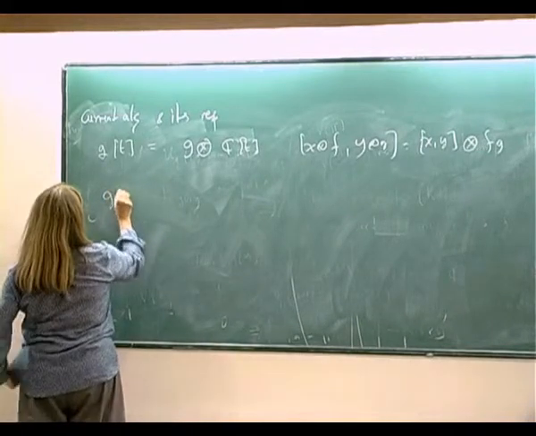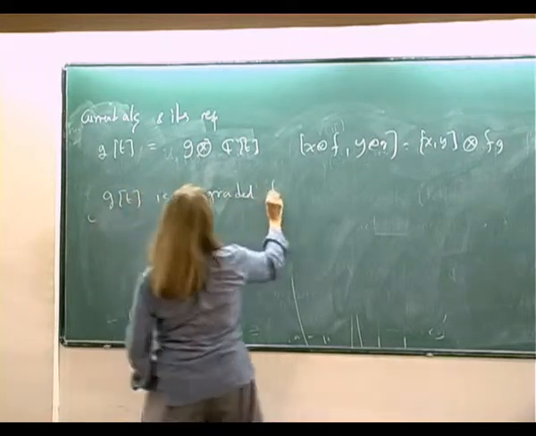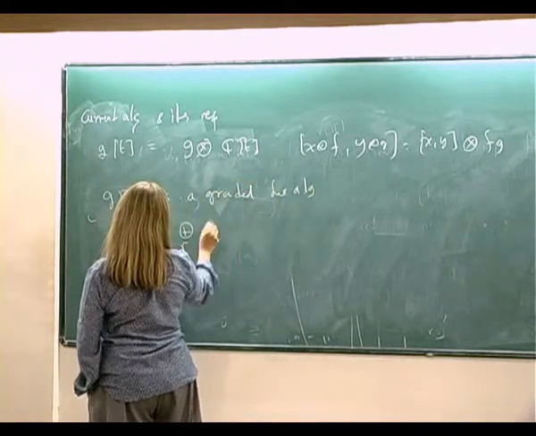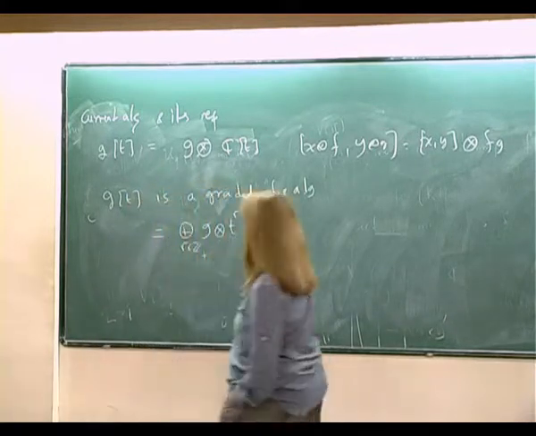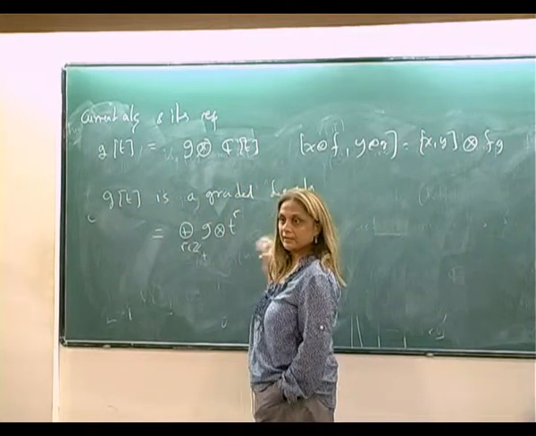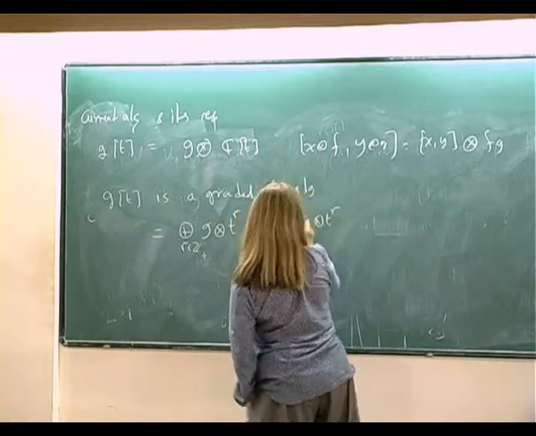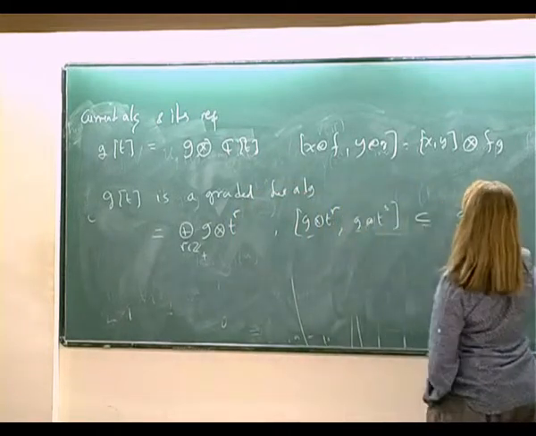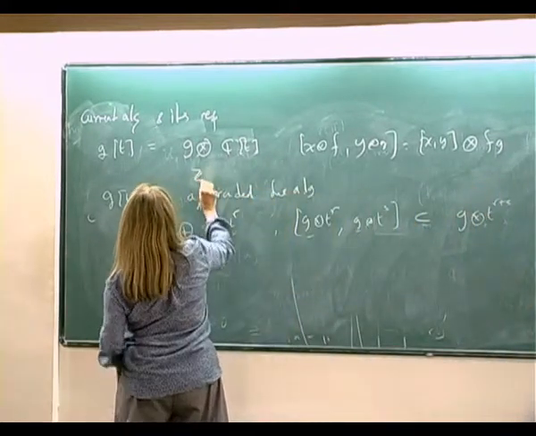So g[t] is a graded Lie algebra. What that means is it's a direct sum: quite clearly it's equal to the direct sum over r in Z plus of g tensor t to the power r. What do we mean by graded Lie algebra? You take graded components, take their commutator, and it lies in the sum. So g tensor t^r, bracket g tensor t^s, is contained in g tensor t^(r+s). So it's a Z plus graded Lie algebra, in fact.